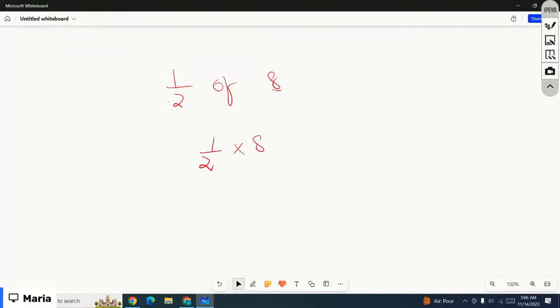Simply, right? So 8 doesn't have any denominator. That means its denominator is 1. Just do numerator times numerator, denominator times denominator. 8 times 1 is 8, 2 times 1 is 2. So 8 divided by 2 is 4. So the correct option is 4. Got it? If a number doesn't have any denominator, that means its denominator is 1, right?